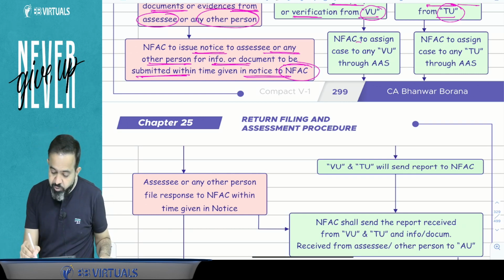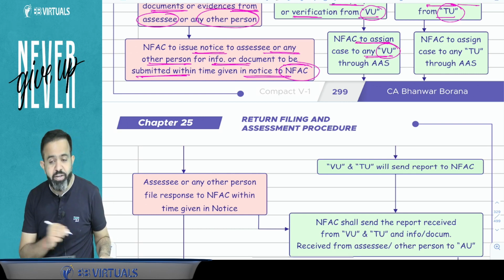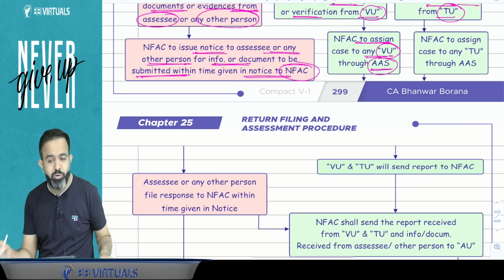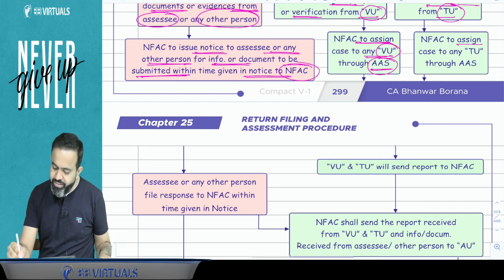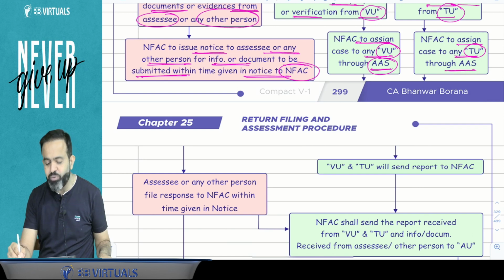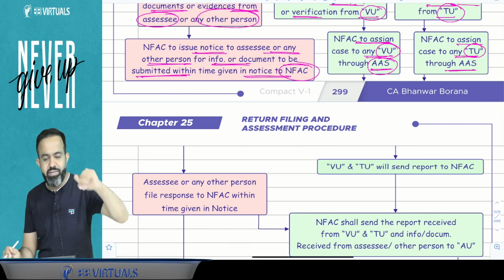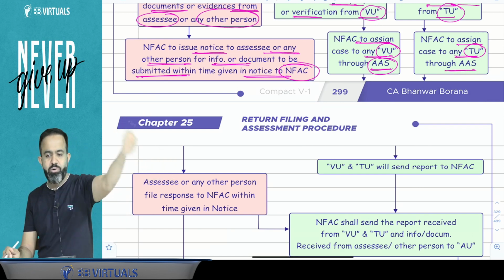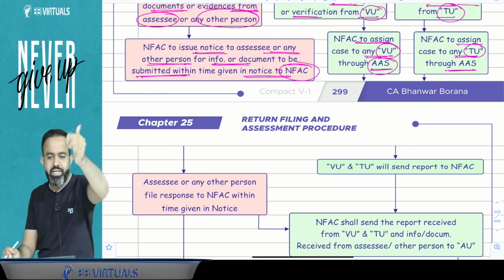Now, NFAC to assign the case to any verification unit through the automated allocation system, or NFAC to assign the case to any technical unit through the automated allocation system, means they will assign that case to the verification unit or technical unit for the verification purpose and technical help purpose.